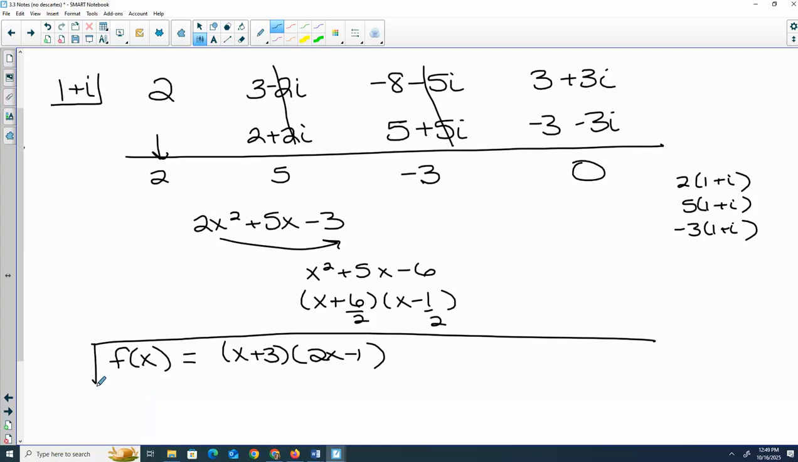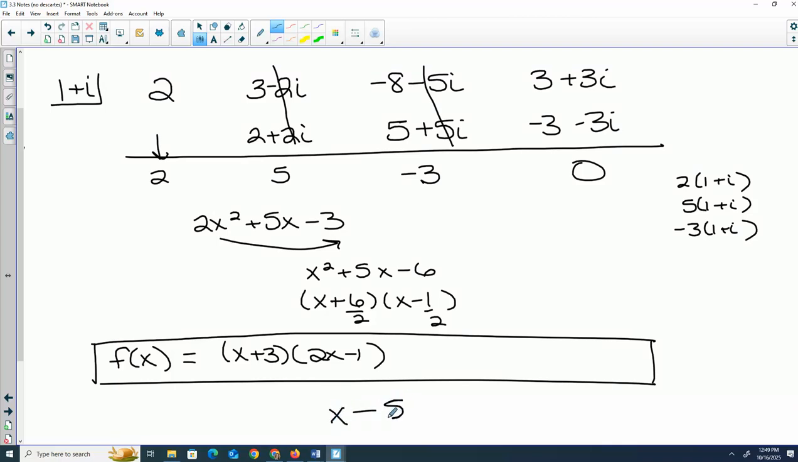This is maybe the only part that we really have to think about here. If 1 plus i is a 0, think about when 5 was a 0, we did x minus 5. So if 1 plus i is a 0, we have to do x minus that whole thing. So it'd be x minus 1 minus i. Distribute your negative.